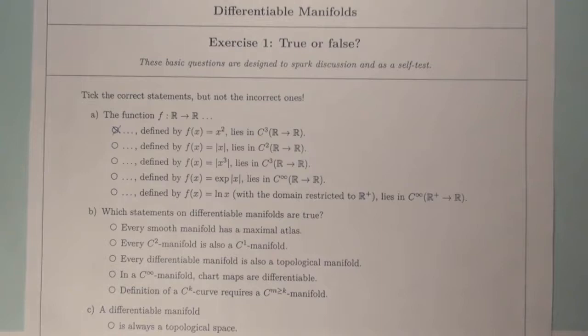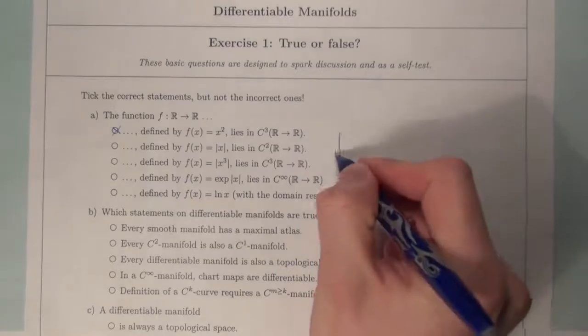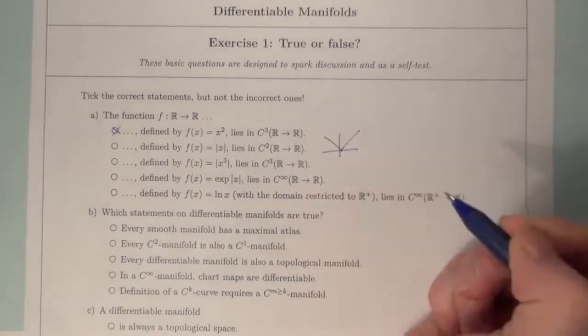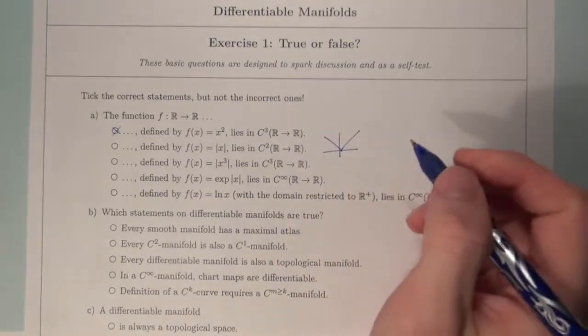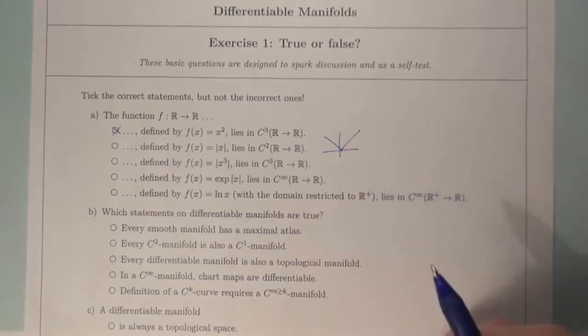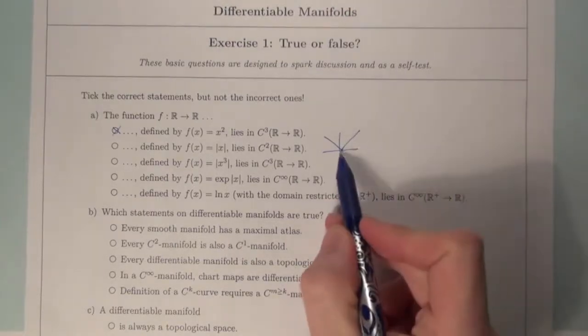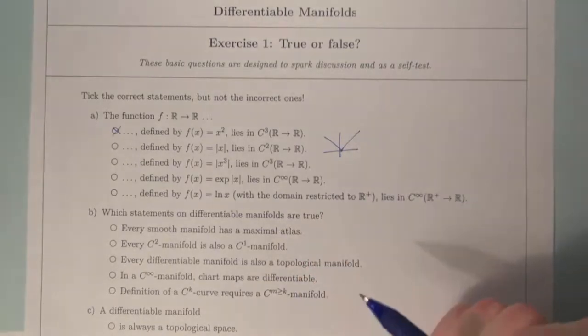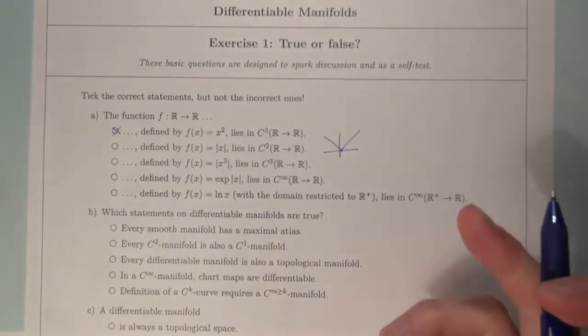Now the function f is defined by f of x equals absolute value of x, and we should judge whether this lies in C2 or not. But if we draw the function absolute value of x, we see that there is a kink, and surely here it's not differentiable. Therefore, the second one is incorrect.